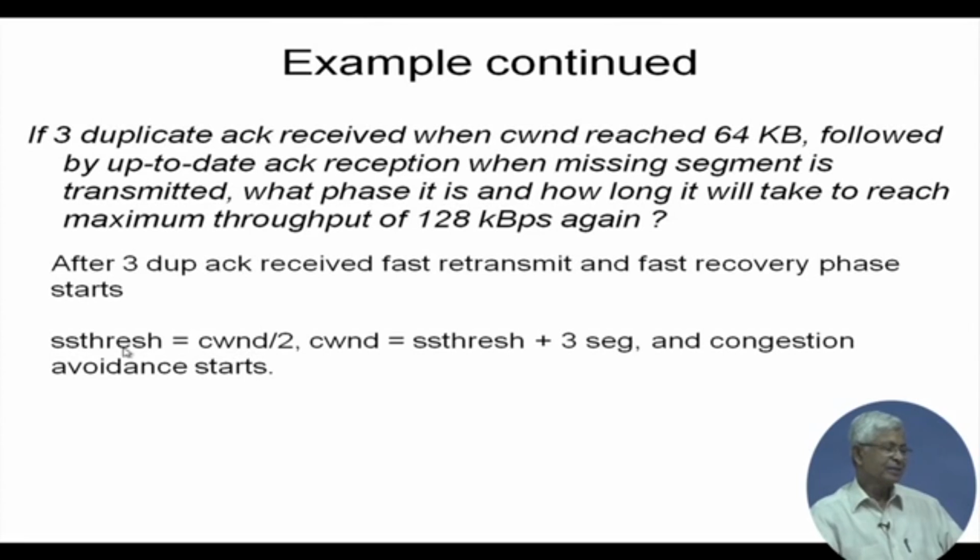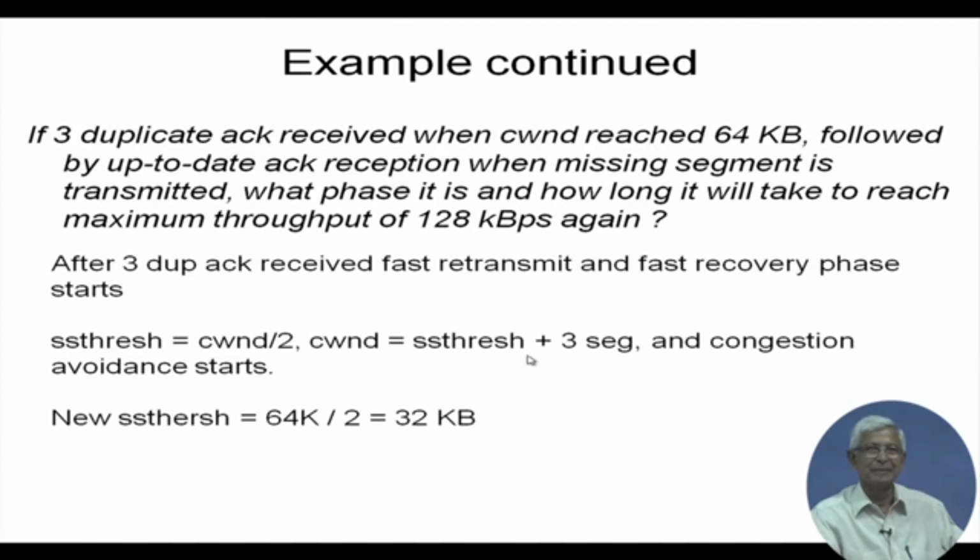Now, SS threshold is CWND by 2 as per fast retransmit and fast recovery, and CWND will be SS threshold plus 3 segments, because 3 duplicate ACKs were received. So, 3 segments are added, and congestion avoidance starts because CWND is more than SS threshold. It is the new SS threshold plus 3 segments. Since it is more, therefore it is a congestion avoidance phase.